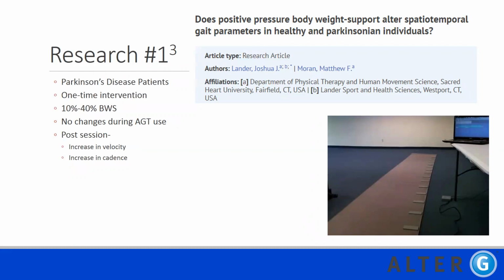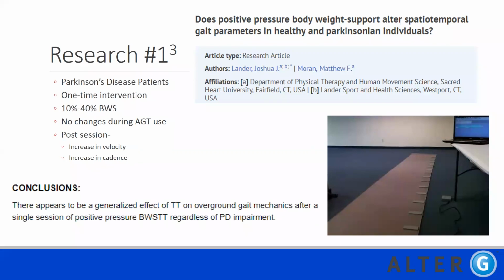They did also measure through video capture the sagittal and frontal views of the gait characteristics within the AlterG, and they didn't find any statistically significant differences. But overall, the conclusion was there appears to be a generalized effect of treadmill training on overground gait mechanics after one single session. So think about the typical patient that you might have come in your door.